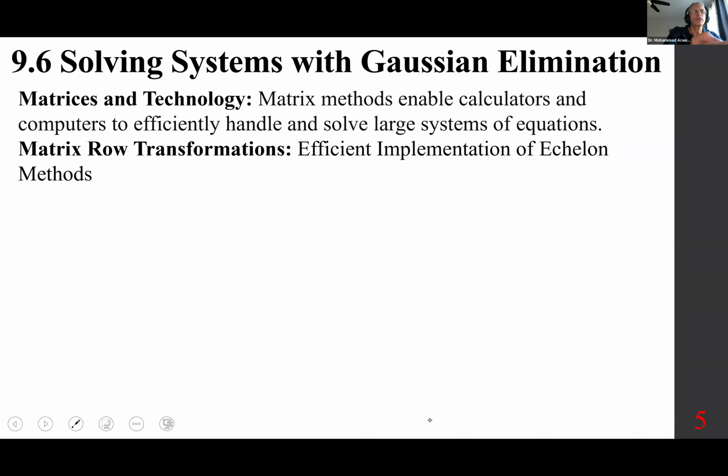Now, new stuff, 9.6, solving systems with Gaussian elimination. Matrices and technology. Matrix methods enable calculators and computers to efficiently handle and solve large systems of equations, matrix row transformations, efficient implementation of echelon methods.